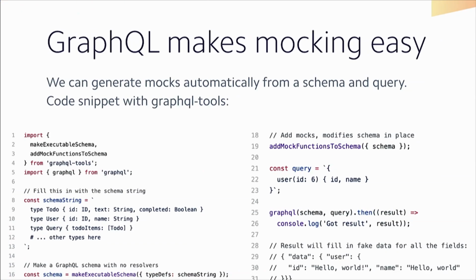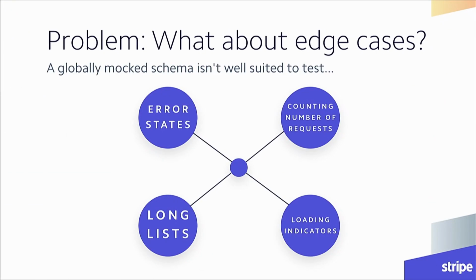So GraphQL makes mocking really easy. Because we have a schema, and the schema has types in it, we already know what shape our data is going to look like and exactly what type it's going to look like. This is a code snippet I grabbed from the GraphQL tools. On the left, I have a schema string. And on the right, I'm mocking it with the addMockFunctionsToSchema function. I have my query, and as a result, I have the data with just some generic data based on those types. But the problem here is, what about edge cases, right?